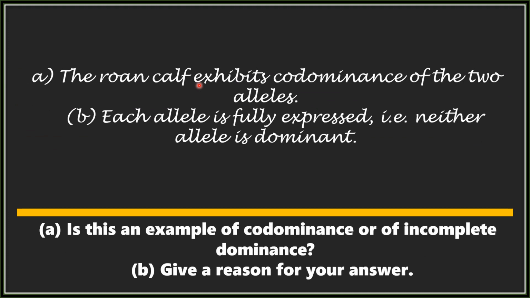A. A roan coat exhibits codominance of the two alleles. B. Each allele is fully expressed, i.e., neither allele is dominant.